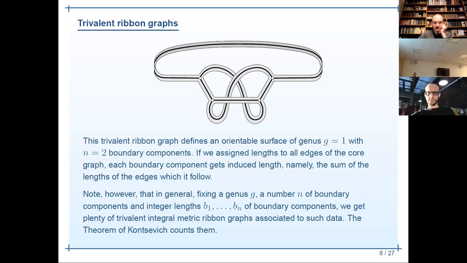And now the problem. Suppose that I give you the following data: the genus, the number of boundary components, and the lengths of the boundary components. I denote them by B1, etc. How many ribbon graphs with this data can we find? This is an important combinatorial problem which pops up in various contexts.